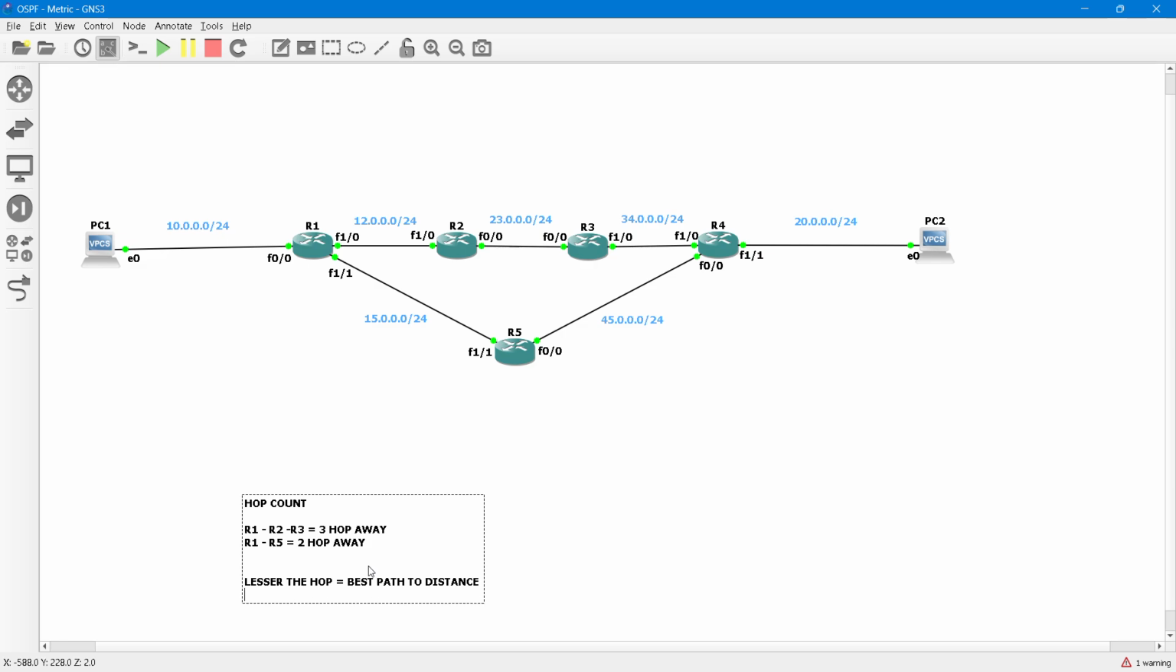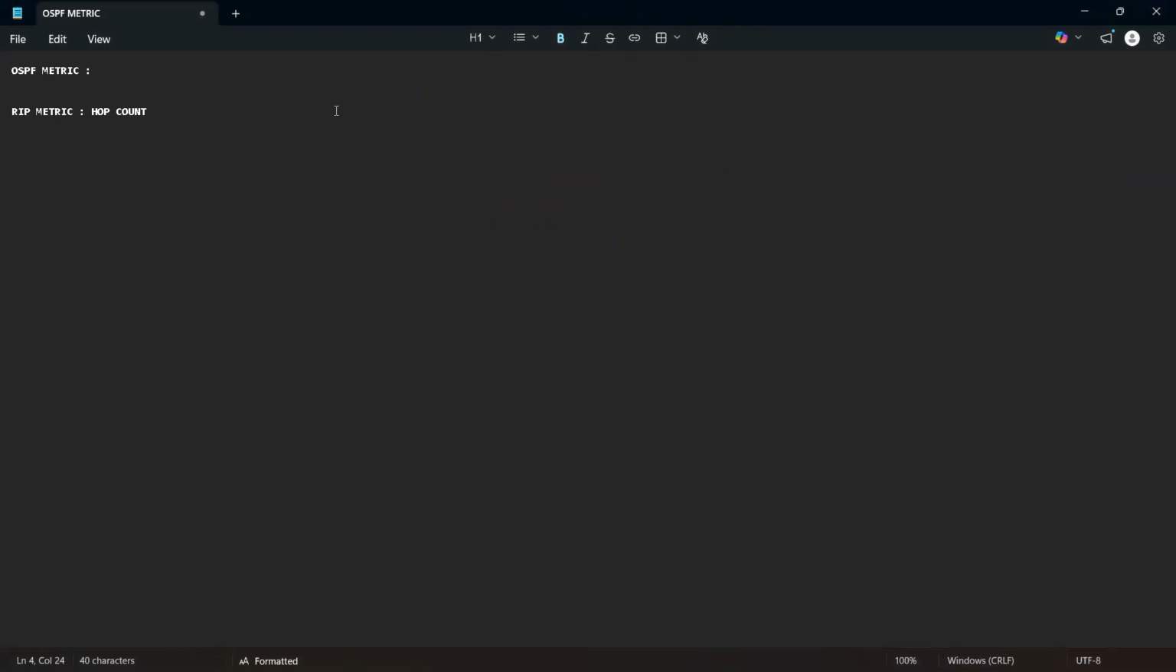But this was incorrect in a larger framework, because we are only seeing the metric in RIP as hop count. But let's suppose they are using Fast Ethernet here, and here we are using Gigabit Ethernet. And as you know, the speed of Gigabit Ethernet is 1000 Mbps. So this is going to be fast, right? And this is going to be slow. So this is the reason why in OSPF the metric is cost.